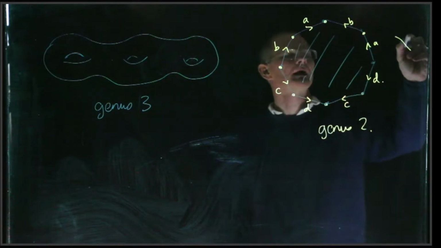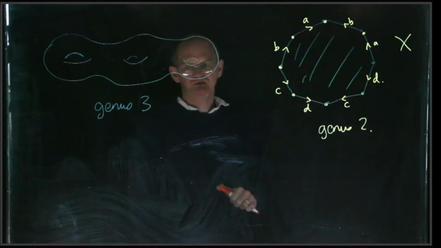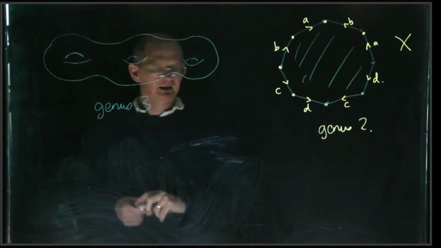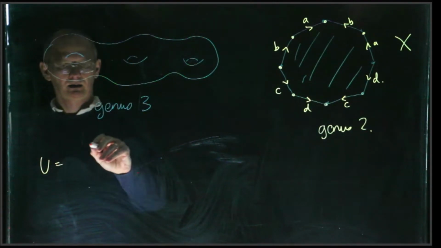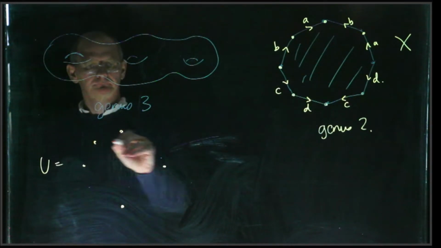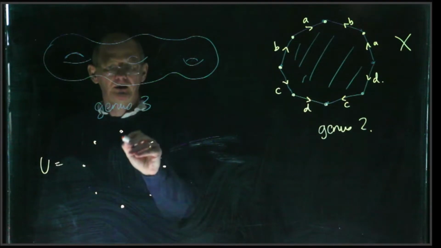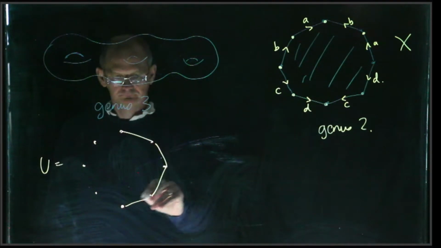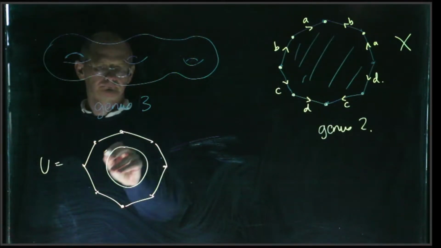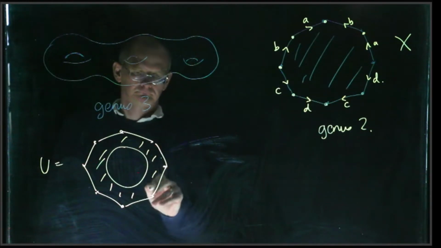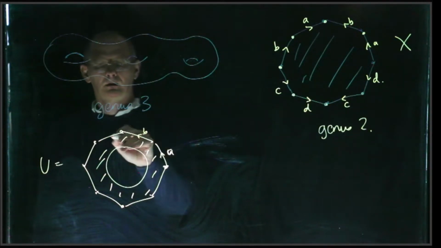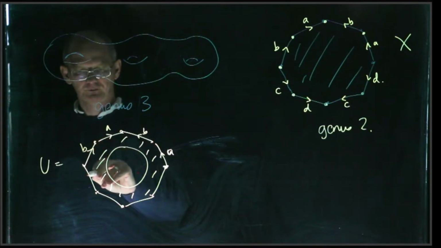So we've got the surface X, say, of genus 2. We'll call this X, and we're going to divide it up into two open sets, U and V, pretty much the same pattern as we did for the torus. My U is going to be the outer part where we just make a hole in the middle. And of course, we've still got the same gluing on the edge.